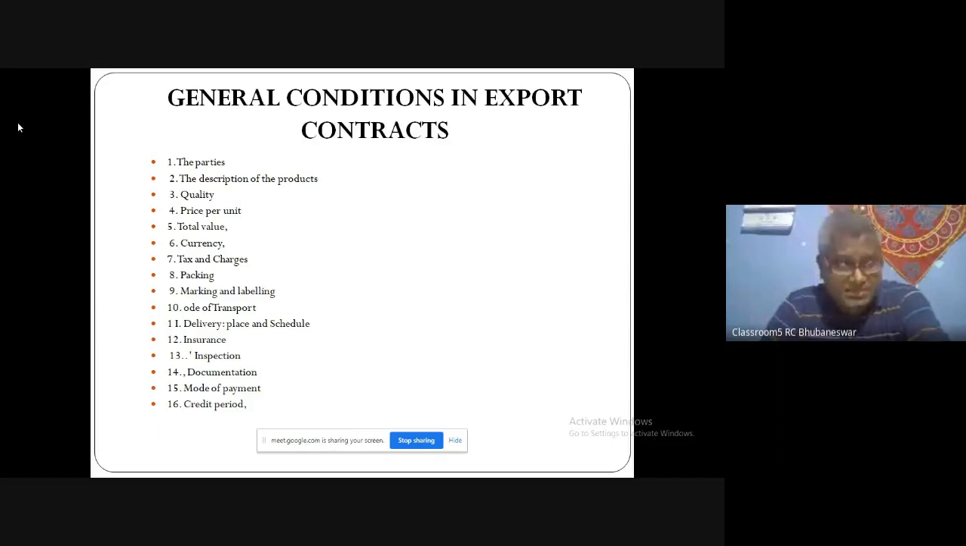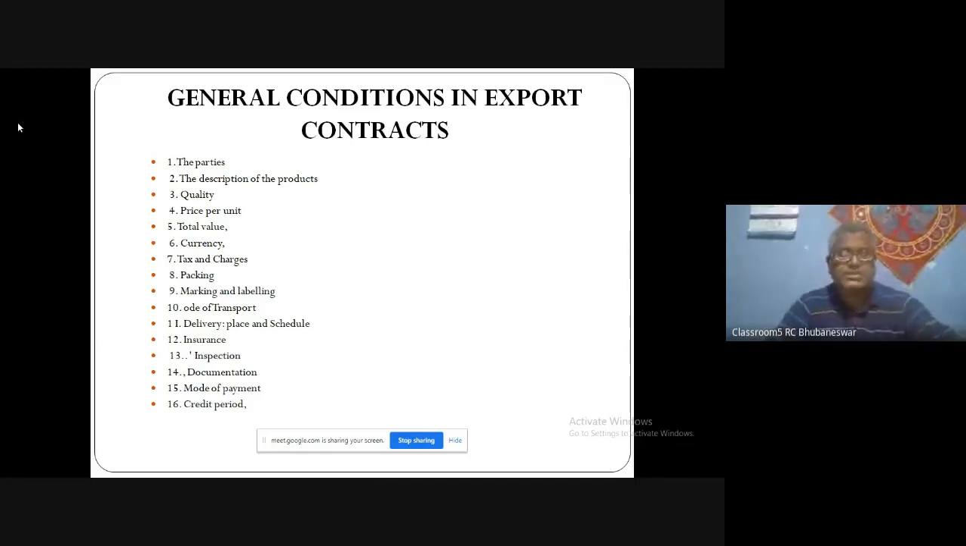Another point I had left is the mode of transport. Which mode of transport it belongs to, or delivery place and schedule. Another one is inspection and documentation, or mode of payment. These are some of the issues related to a particular credit period. Credit period means credit terms are there. These are the similar terms related to an export contract.